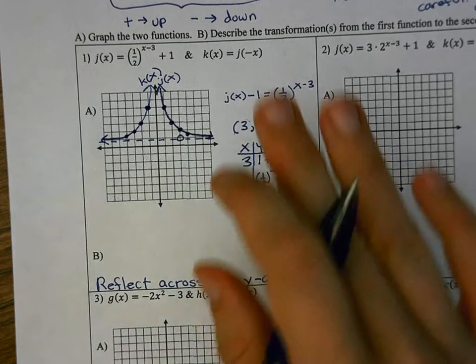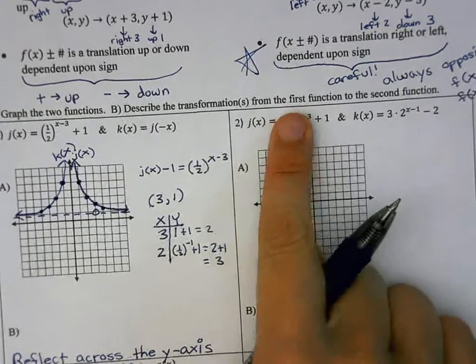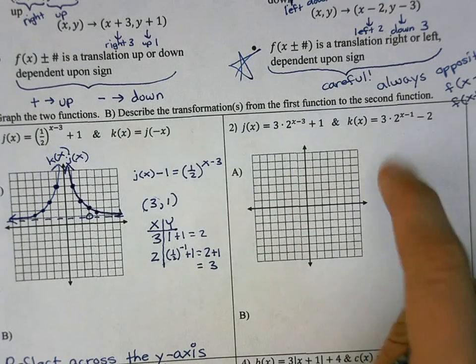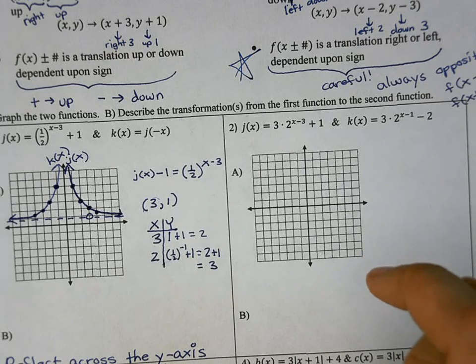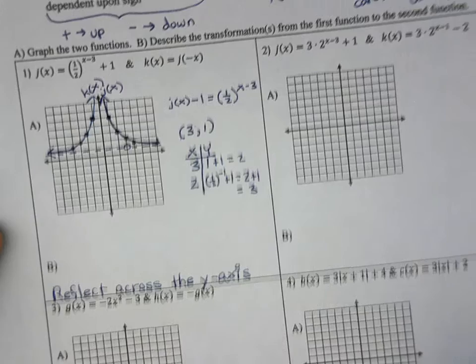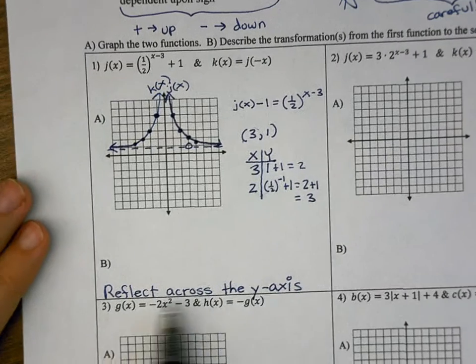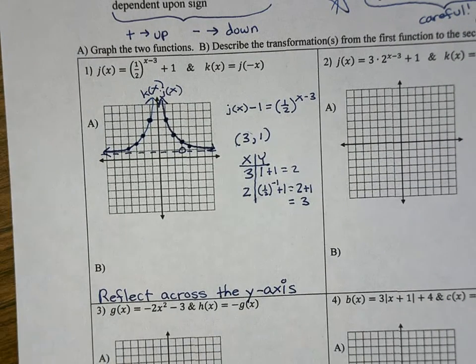And then last bit, so describe the transformation from the first function to the second function. Here in our notes, we are going to do it both ways. We are going to describe in words as well as in rules. Okay, so we've already described it in words, reflect across the y-axis, so what would the rule be?